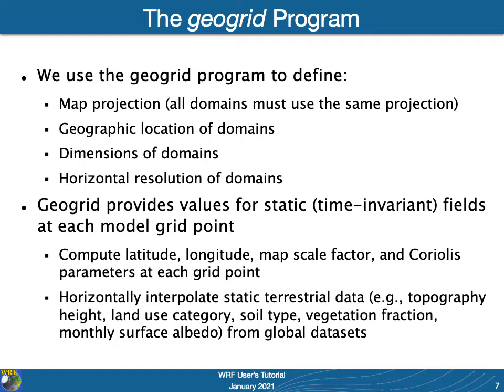The Geogrid program also calculates map scale factors and Coriolis parameters at every grid point. And given latitudes and longitudes, we can then horizontally interpolate from global data sets values of static terrestrial fields like topography height, land use categories, soil type, vegetation fraction, and climatological monthly surface albedo, and various other fields.